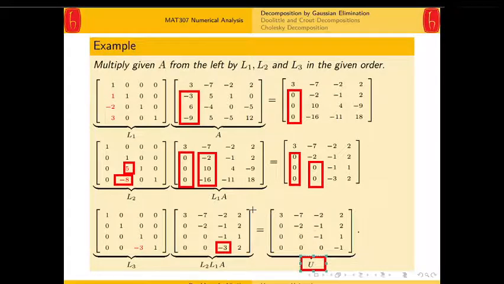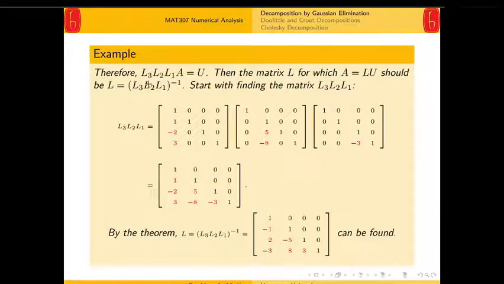What about the matrix L? If we rewrite this equation, here we have L3 times L2 times L1 times A is equal to U. Then the matrix L for which A is equal to LU should be L is equal to (L3 L2 L1) inverse. So we take their product and also inverse, so this will be equal to our matrix L. We start with finding the matrix L3 L2 L1.